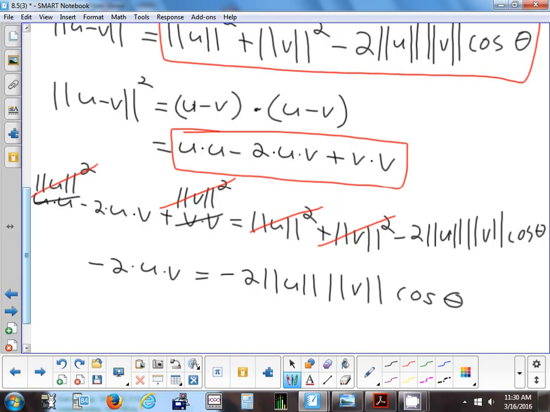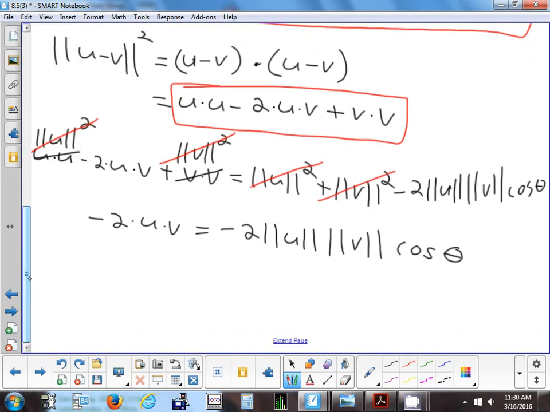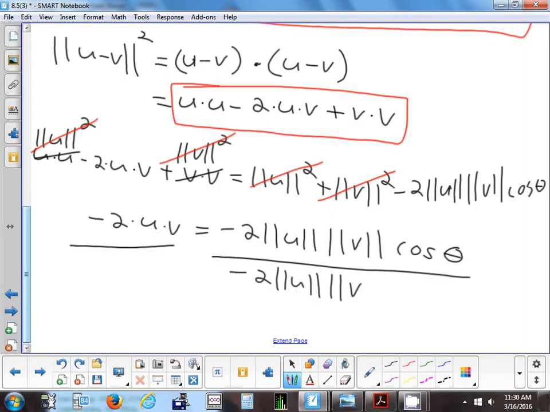Cosine theta. And let's get the cosine theta by itself. So how would I move everything away from the cosine theta? Yep, divide by negative 2, magnitude u, magnitude v.